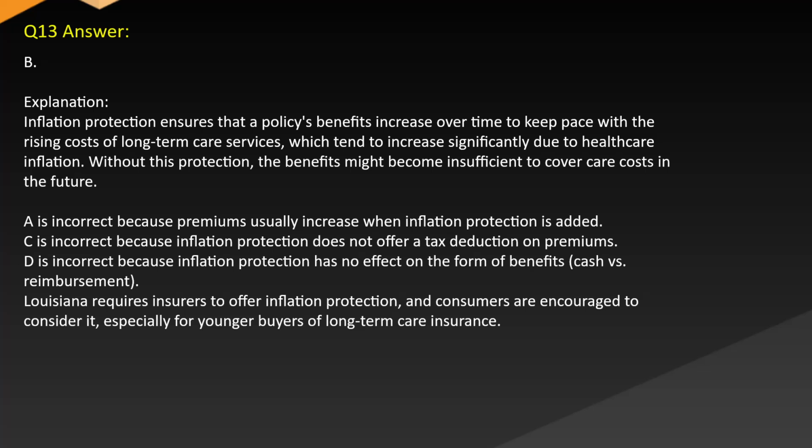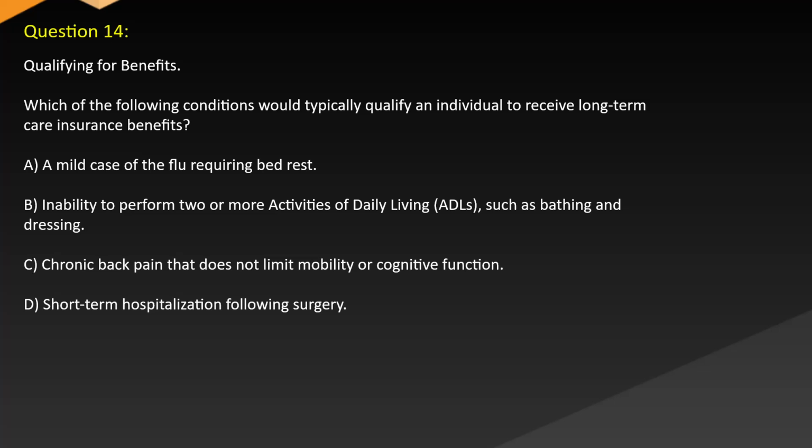A is incorrect because premiums usually increase when inflation protection is added. C is incorrect because inflation protection does not offer a tax deduction on premiums. D is incorrect because inflation protection has no effect on the form of benefits, cash versus reimbursement. Louisiana requires insurers to offer inflation protection, and consumers are encouraged to consider it, especially for younger buyers of long-term care insurance. Question 14. Qualifying for benefits.